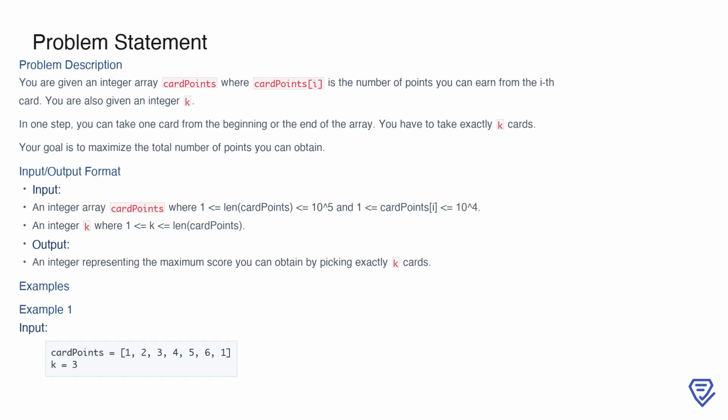The input consists of the array cardPoints and the integer k, with constraints that the length of the array can be as large as 100,000, and the values within the array can go up to 10,000. The output will be a single integer representing the maximum score achievable under these rules. Let's explore some examples to better understand how this problem works.